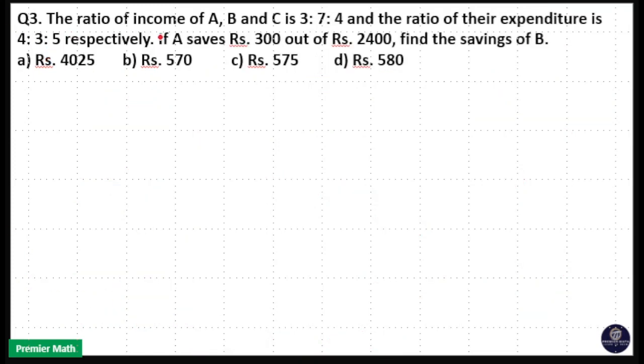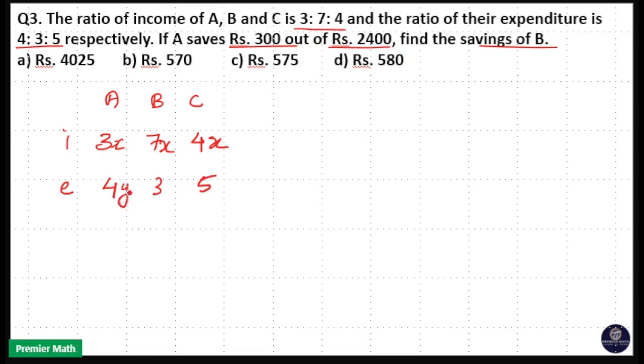The ratio of income of A, B and C is 3:7:4 and the ratio of their expenditure is 4:3:5. If A saves 300 out of 2,400 rupees, find the savings of B. So we have 3 people A, B and C here, and their income is in the ratio 3:7:4. That means I will take it as 3x, 7x and 4x. Their expenditure is in the ratio 4:3:5. I will take it as 4y, 3y and 5y. So we have to find out the savings of B here.